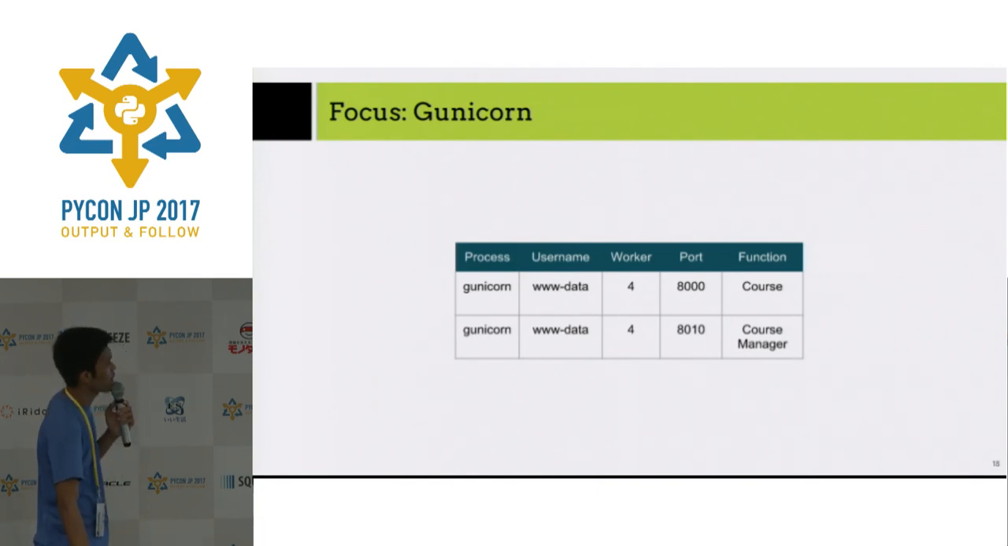Okay, this is some of the process that we have inside of the Unicorn. It has four workers. The port is 1810.